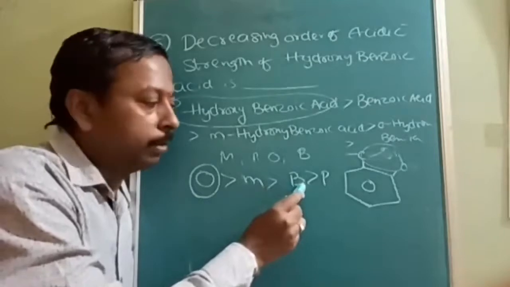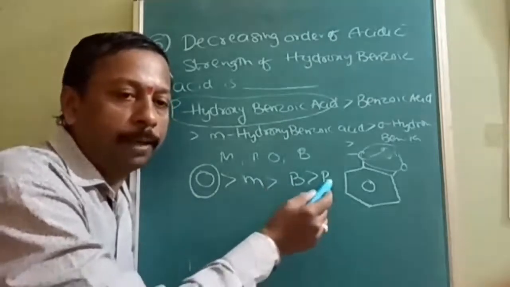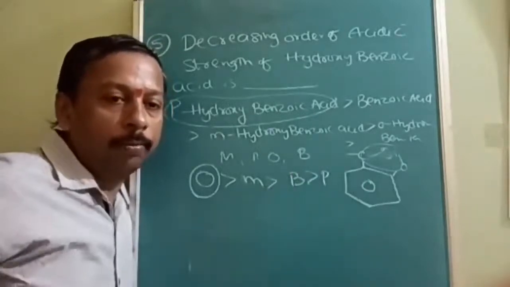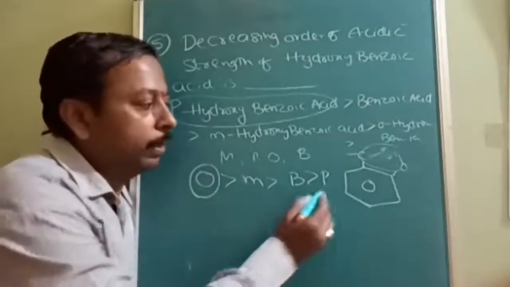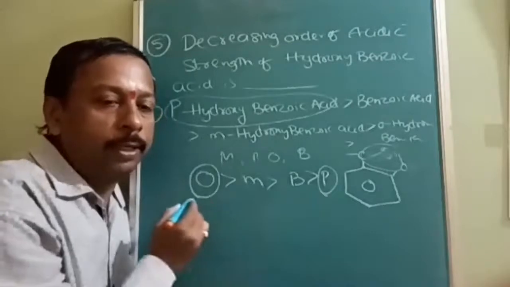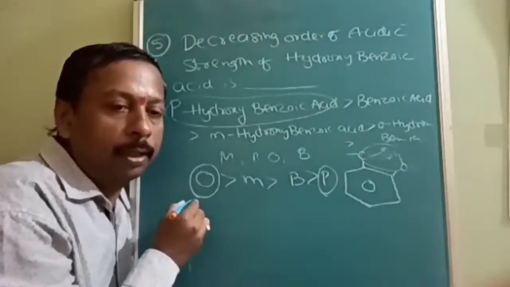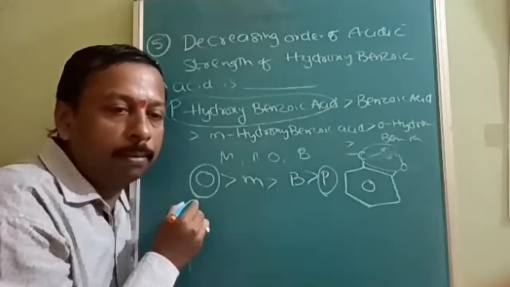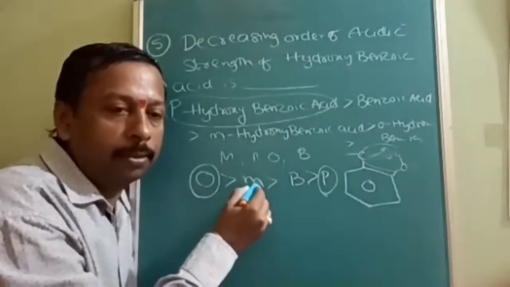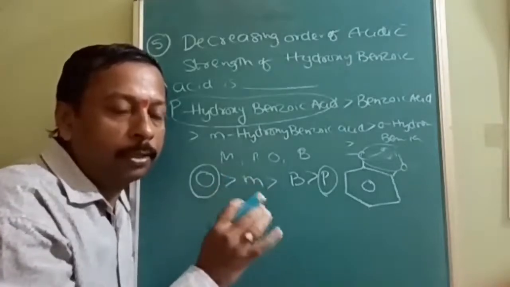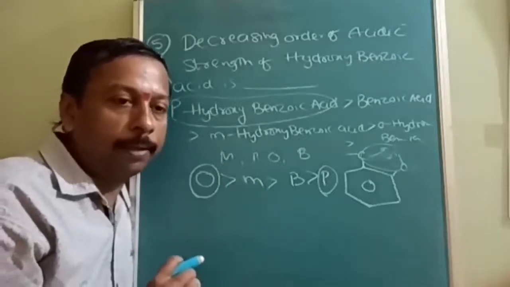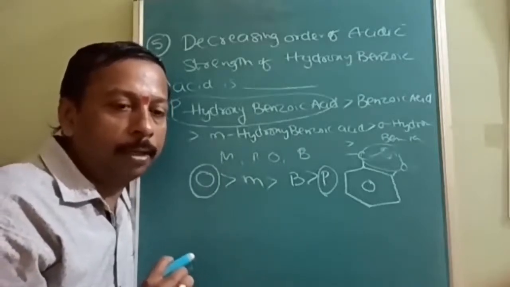And benzoic acid, no substitution. Para, this is a donating group. An electron donating group will decrease the acidic strength. Why is it lowest? Because of the donating tendency of OH, acidic strength is reduced. Why is ortho highest? Because of the intramolecular hydrogen bonding, which results in a six-membered ring, at the ortho position. Why is meta second highest? Because of only the inductive effect. No resonance operates at the meta position. Resonance effect or mesomeric effect operates only at the ortho and para positions.